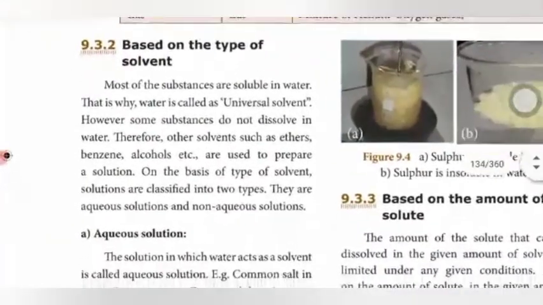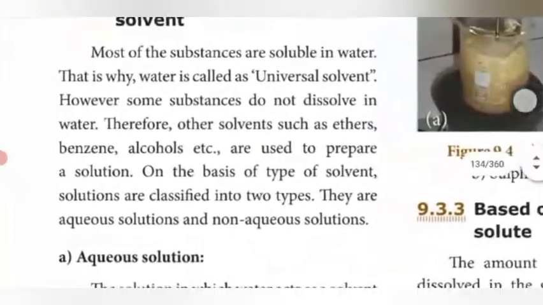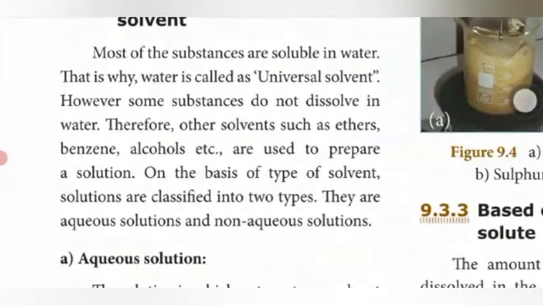The next classification is based on types of solvent. Most of the substances are soluble in water, because water acts as a universal solvent. Some substances do not dissolve in water, so other solvents are needed, such as ether, benzene, alcohol. These other solvents are used to prepare a solution.